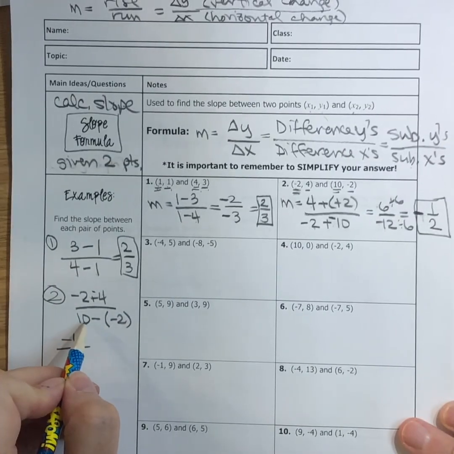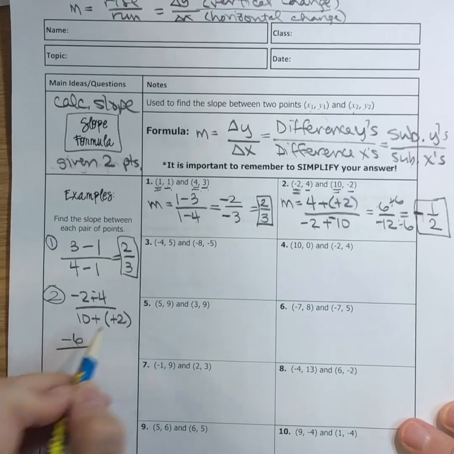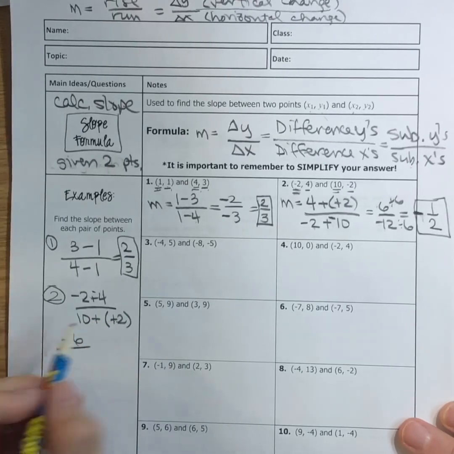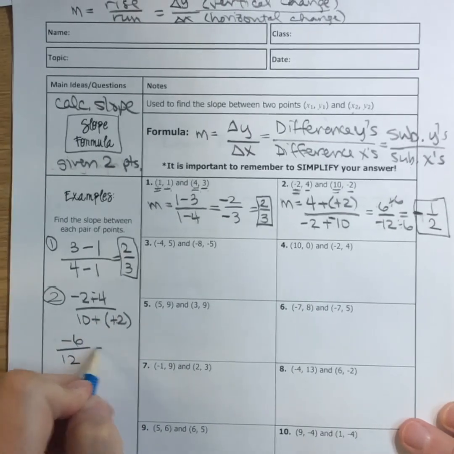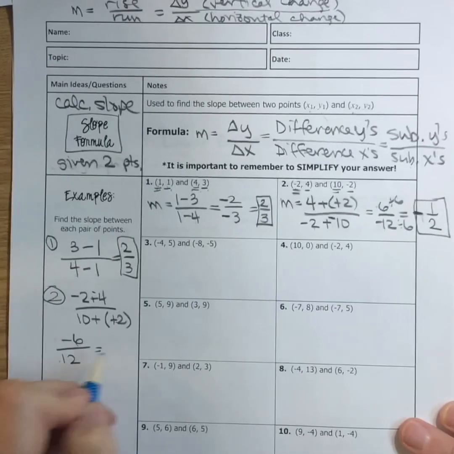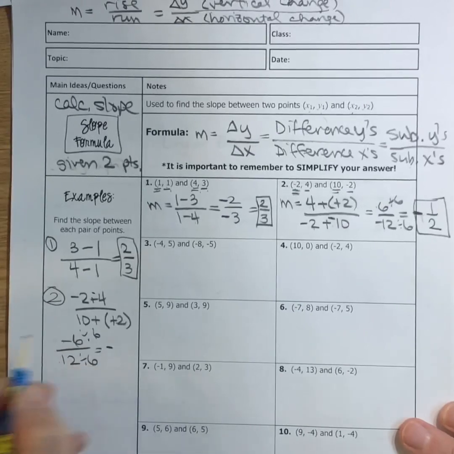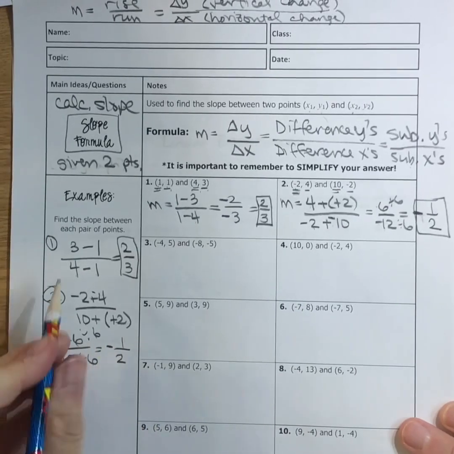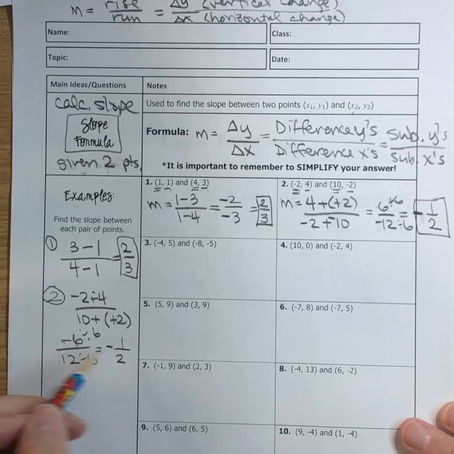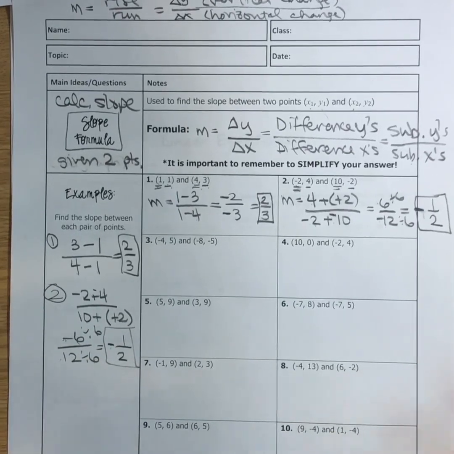And we can do the same KFC, keep, flip, change, or just think of 2 negatives make a positive. 10 plus 2 is 12. And yes, a negative divided by a positive is negative, and I can just reduce it by 6. So I get 1 over 2. And remember, I already took into account the negative here, okay? So it's really, really simple.